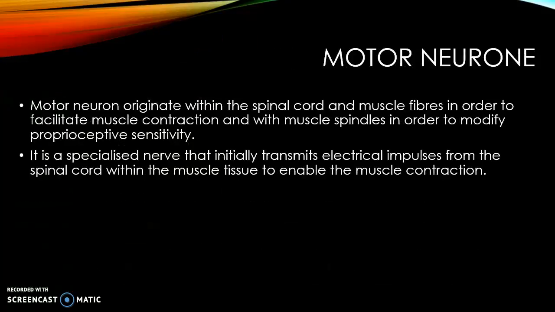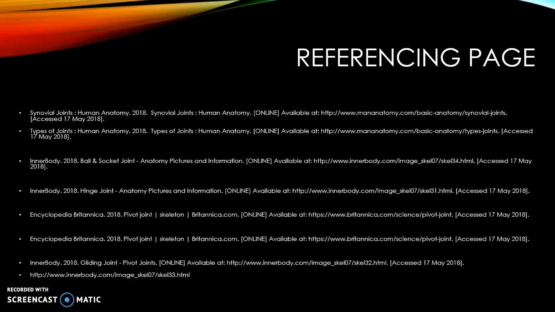And lastly, the motor neuron. The motor neuron originates within the spinal cord and muscle fibers to facilitate the muscle contraction, and with muscle spindles, this will be able to modify proprioceptive sensitivity. It is also a specialized nerve that transmits electrical impulses from the spinal cord into the muscle tissue to enable the muscle contraction. And then, as you can see, these are all my references to support this document.